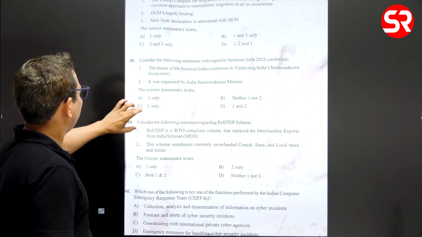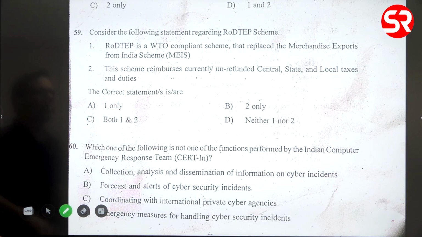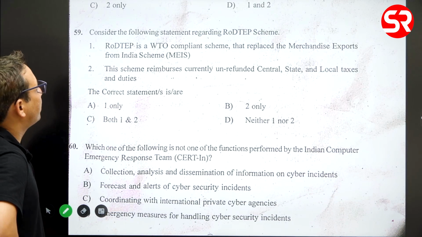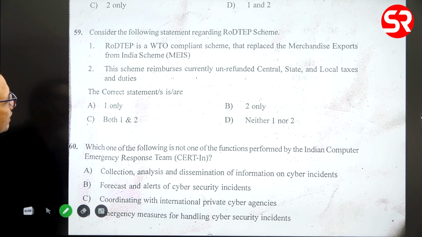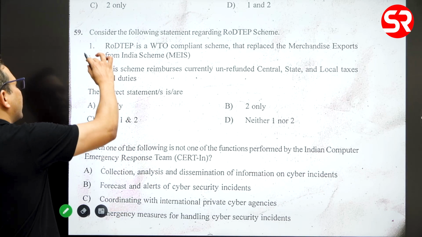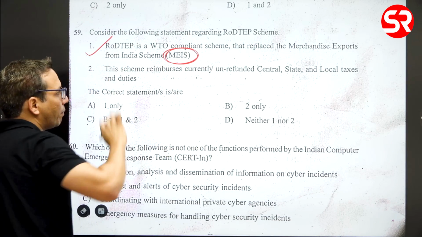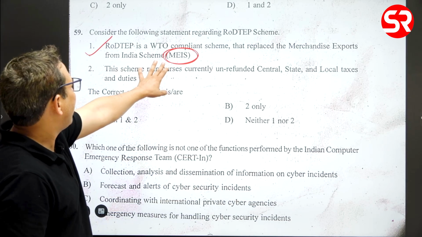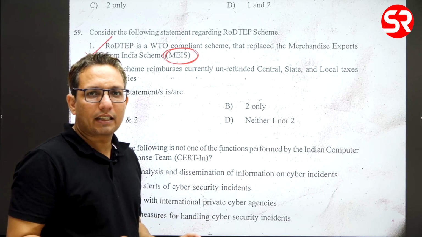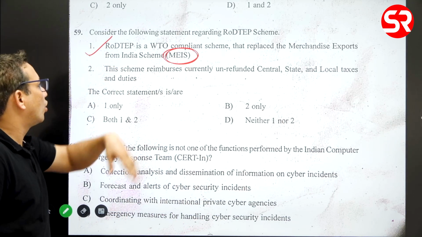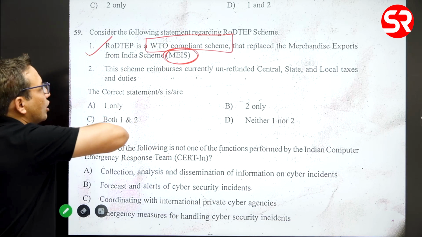59th question. Consider the following statements regarding RoDTEP scheme. RoDTEP scheme is a WTO compliant scheme that replaced merchandise exports from India scheme. This statement is correct, because a lot of countries had complained to WTO that under MEIS scheme, India is giving a lot of subsidies which are going against WTO. Therefore, India removed that scheme and brought a new scheme. So it is a WTO compliant scheme which replaces merchandise exports from India scheme.